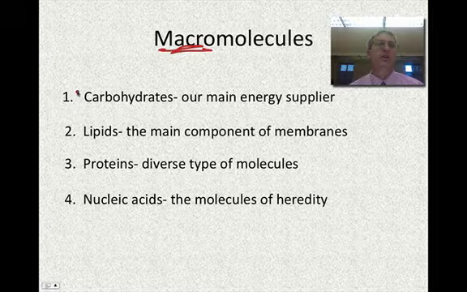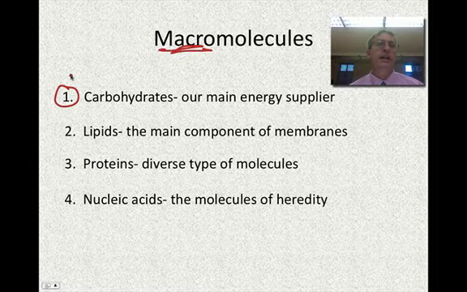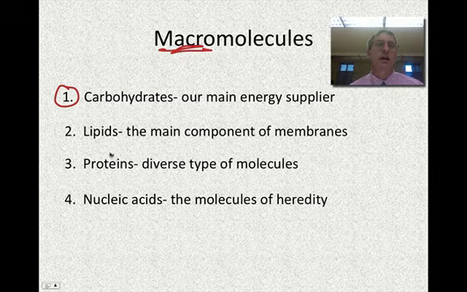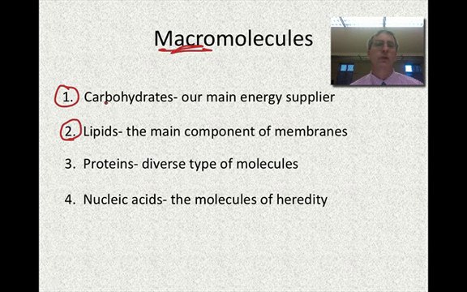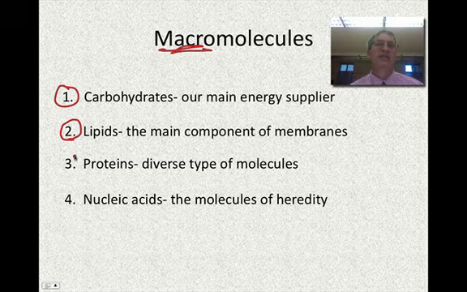Carbohydrates. Carbs are going to be our main energy supplier. And there'll be a little shot on each one of these coming up. Lipids. Lipids include fats, they include oils, they include hormones, but primarily we're going to be talking about those in the context of cell membranes. This list is in no particular order.